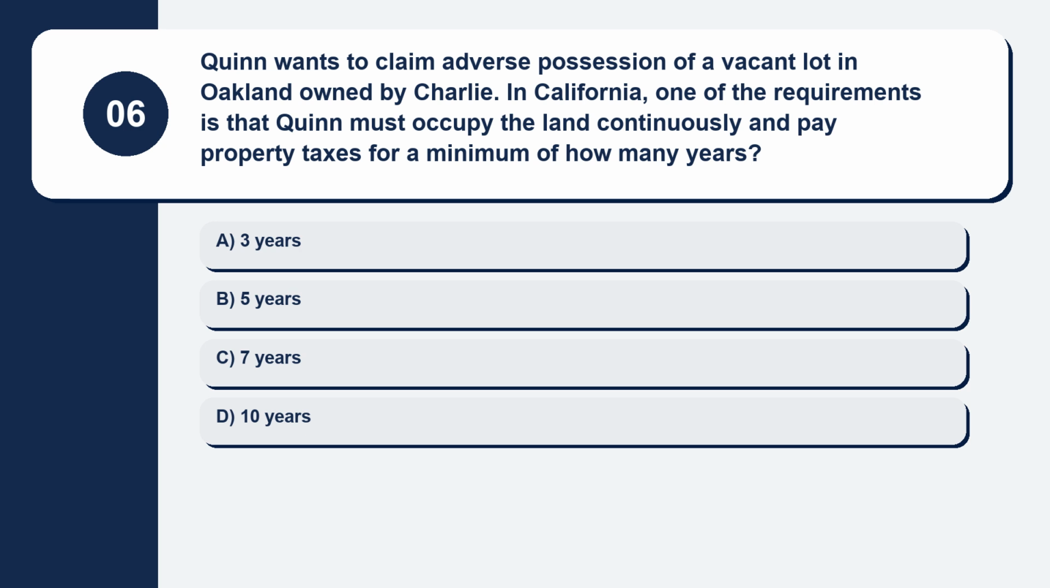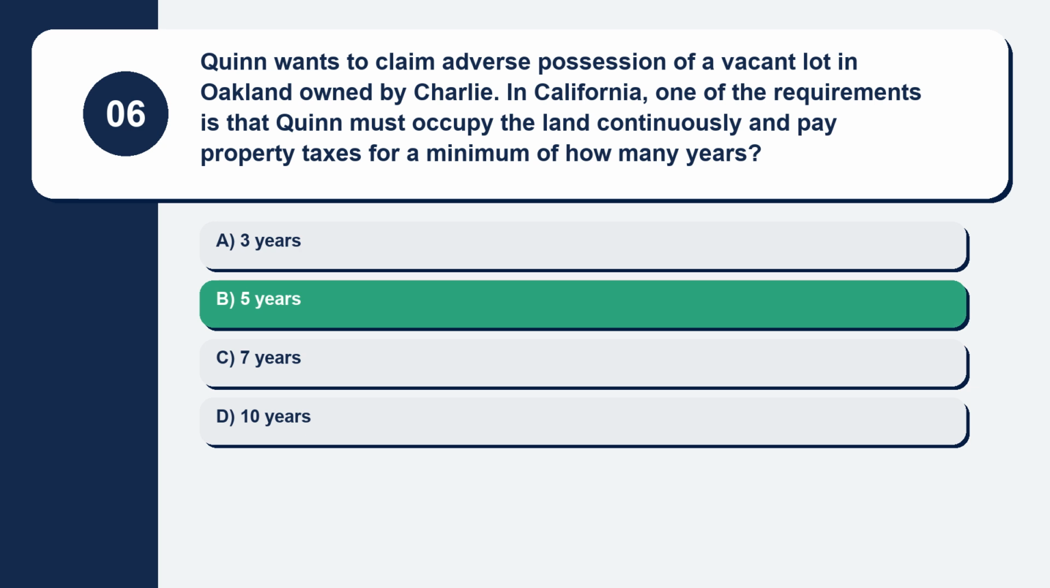Question 6. Quinn wants to claim adverse possession of a vacant lot in Oakland owned by Charlie. In California, one of the requirements is that Quinn must occupy the land continuously and pay property taxes for a minimum of how many years? Here are your options. Option A, 3 years. Option B, 5 years. Option C, 7 years. Option D, 10 years. The correct answer is option B, 5 years.